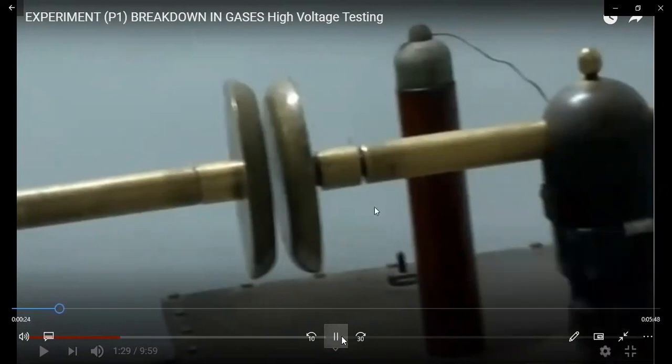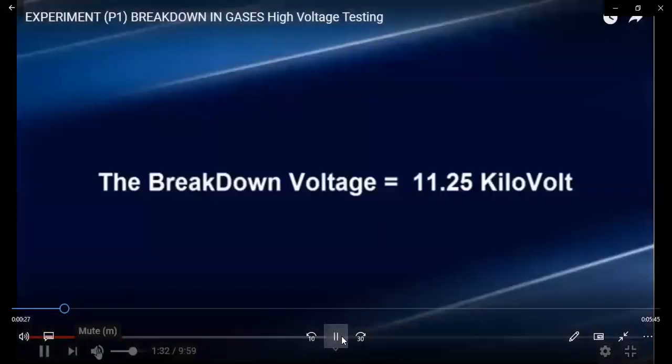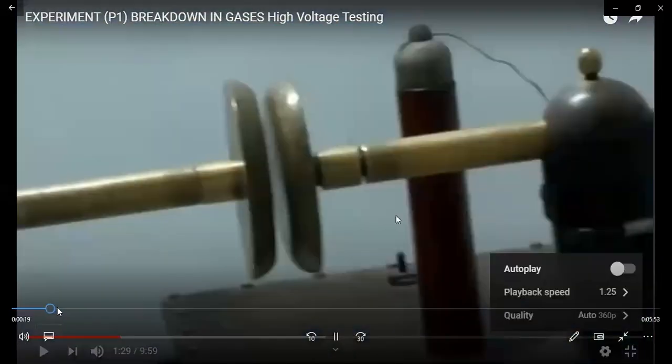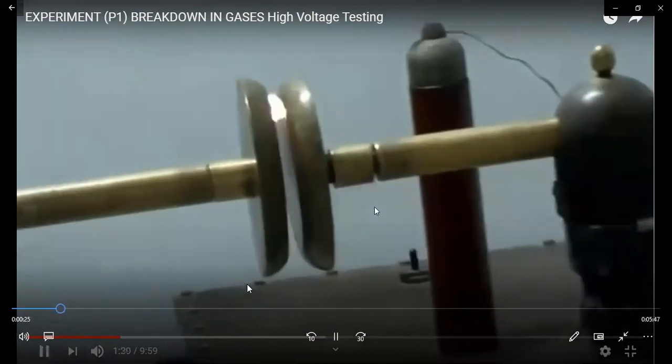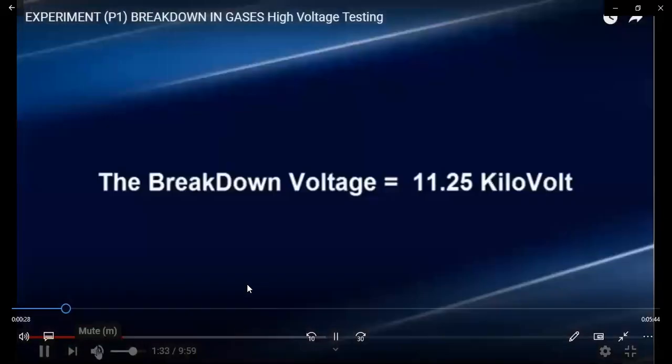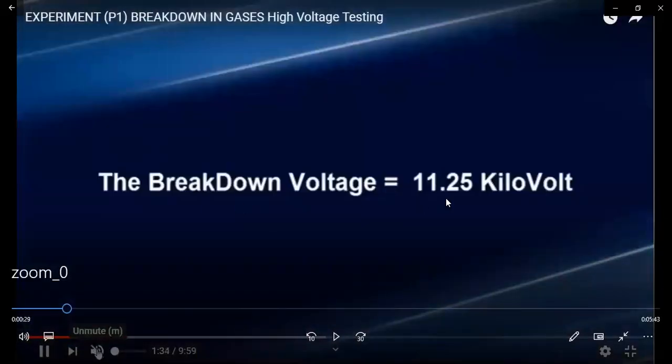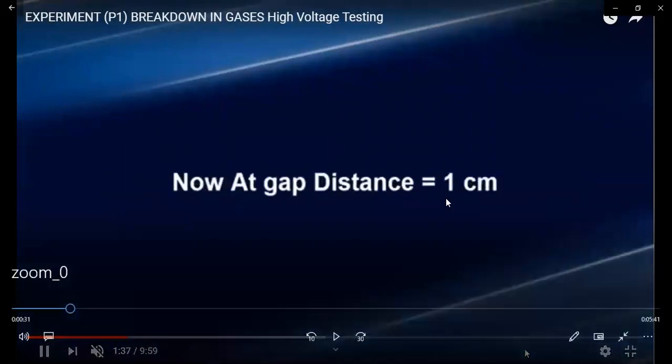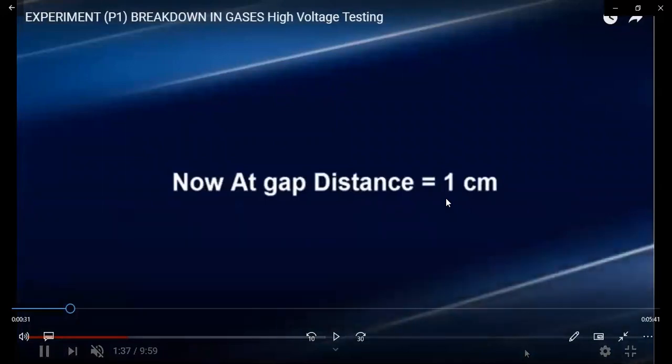First we will measure the gap length between the electrodes, and we will tabulate it. We can see that a breakdown occurred for the gaseous particles in the form of a spark and discharge, and the breakdown voltage is equal to 11.25 kilovolt. Now add a gap distance of 1 centimeter.